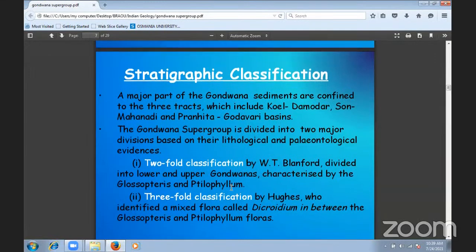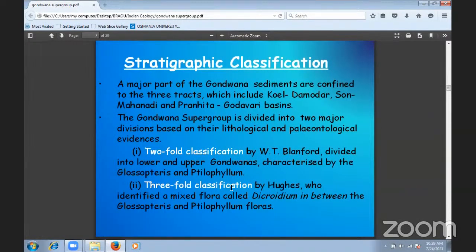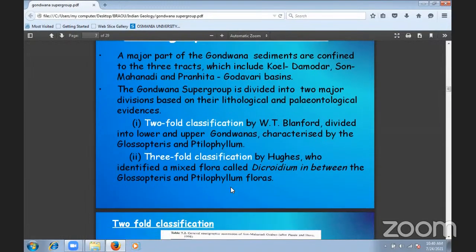Here, stratigraphic classification. A major part of sediments are confined to two, three tracts, which include Koel Damodar, Son Mahanadi, and Pranahita Godavari basins. The Gondwana supergroup is divided into two major divisions, based on their lithological and paleontological evidences. The first one is a twofold classification, explained by W.T. Blanford. It was divided into the lower and upper Gondwanas, characterized by fossils, for example Glossopteris and Ptilophyllum. And the second one is a threefold classification.